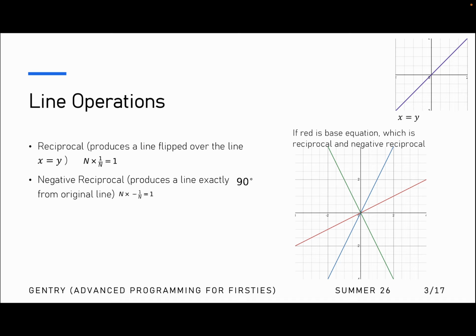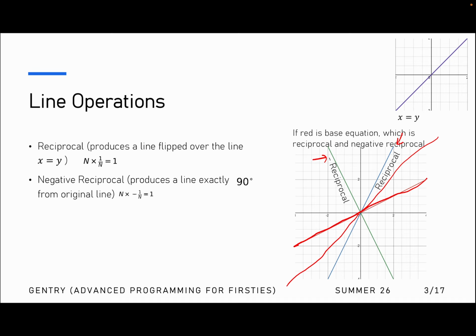So if we take this red line as our base equation, let's figure out which one is the reciprocal and which one's the negative reciprocal. So essentially, which one is flipped over our y equals x line? Well, it's got to be the blue one. And then which one's the negative reciprocal? It has to be the green one. And is that correct? Yes, it is.